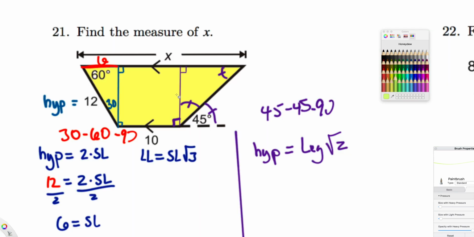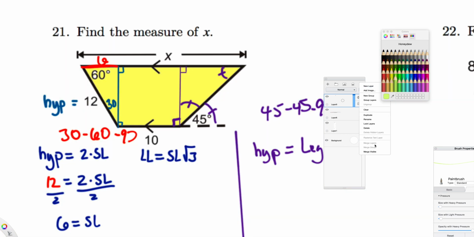Yikes, no, let's see, I need to merge this, I think, and then it'll work. Yep, just gotta merge.